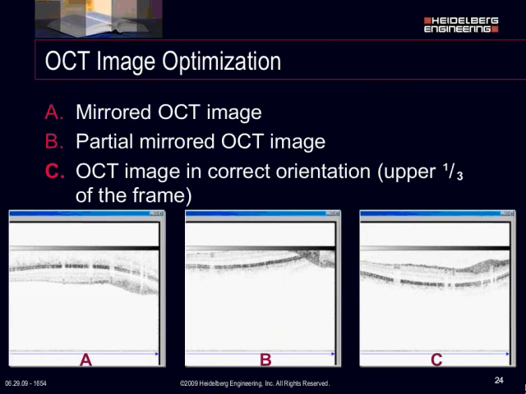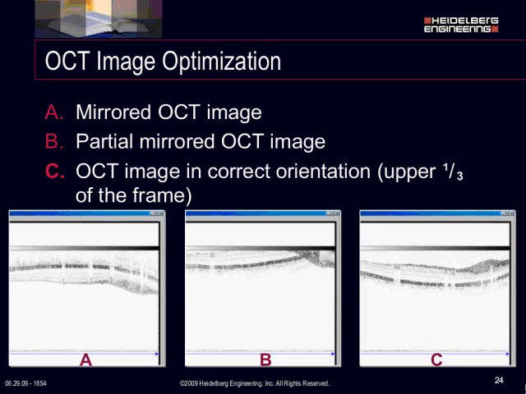if you just move the joystick forward a little bit, your OCT will come in. And you'll notice here, what we don't want is a mirrored image. We don't want to flip that upside down. We also don't want to partially image the OCT.